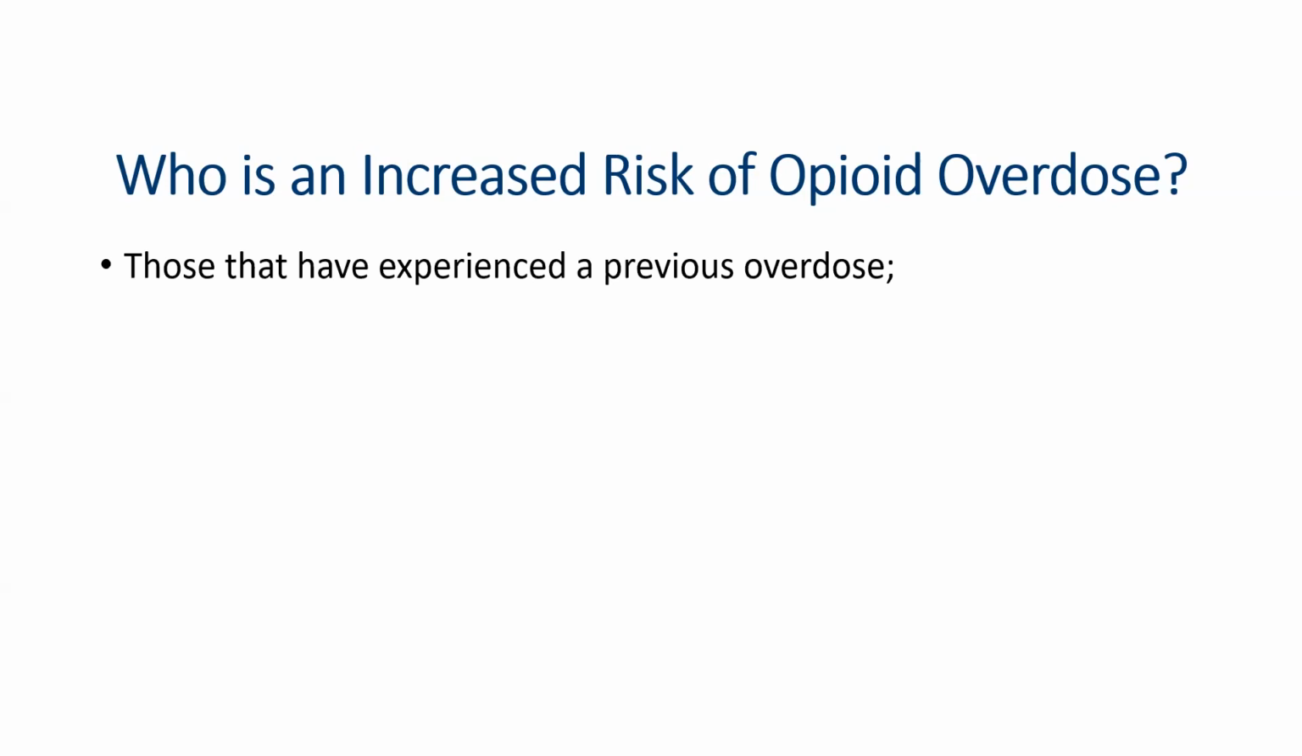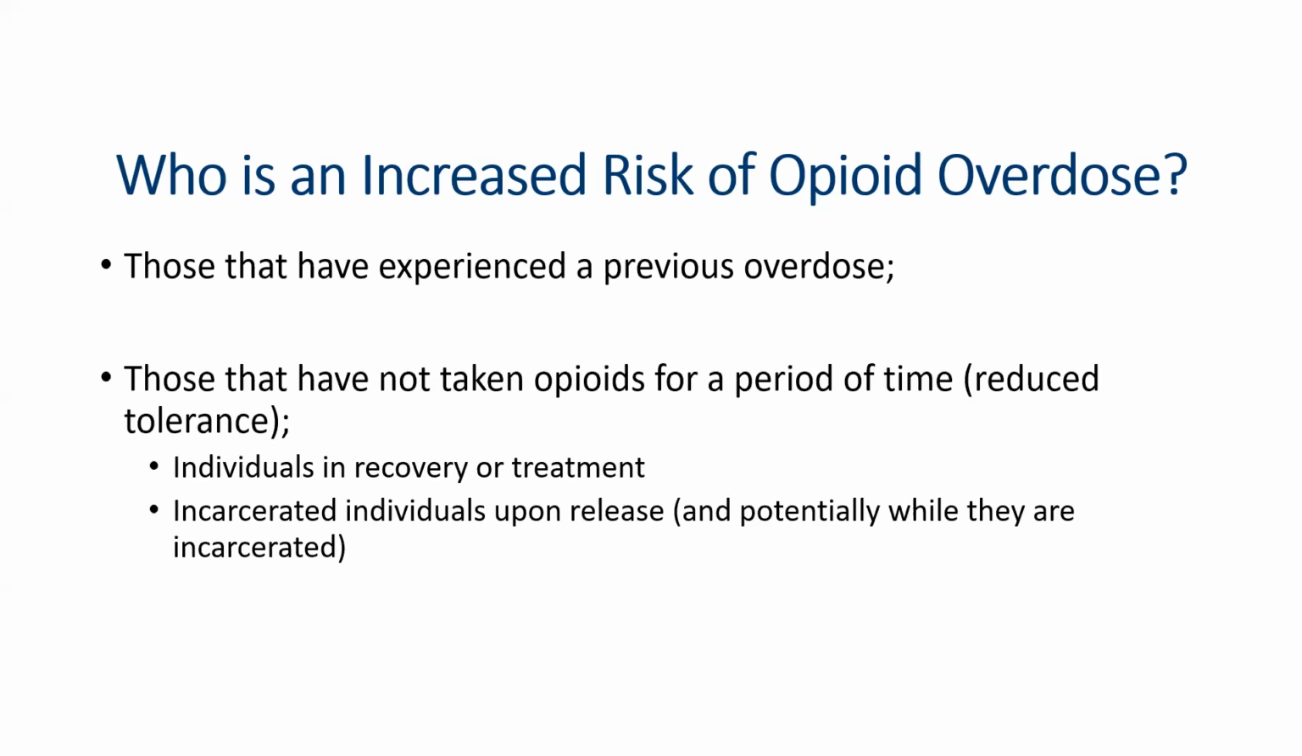Folks that have overdosed before, and then people who have been abstinent for a period of time. So people that haven't used drugs for a while. This could be people that are in recovery, that are in treatment, that are trying to be sober. This could be folks that are incarcerated and are being abstinent against their will. They didn't choose to be abstinent, but because they're in jail, they may not have access to drugs.